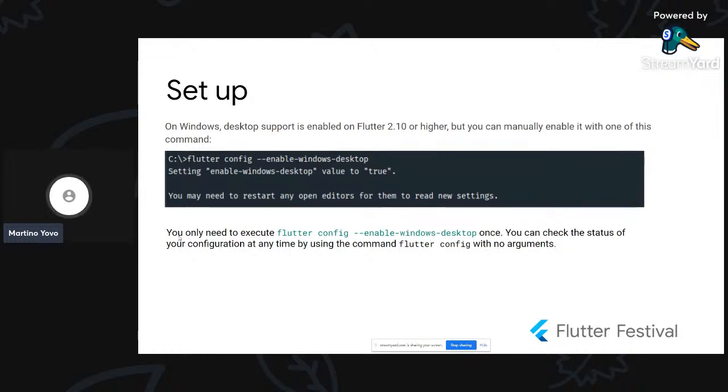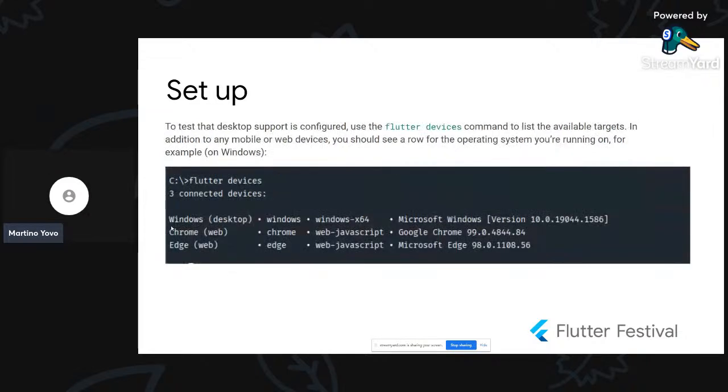And you can check the status of your configuration at any time by using the flutter config command line. This is just flutter config. You don't have to pass any argument. You will just enter flutter config, and that will be fine.